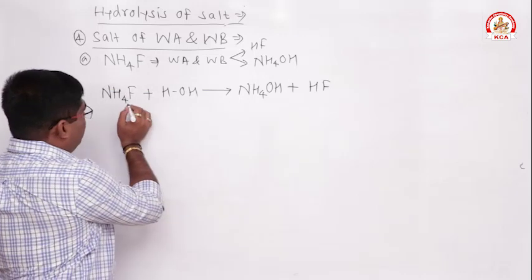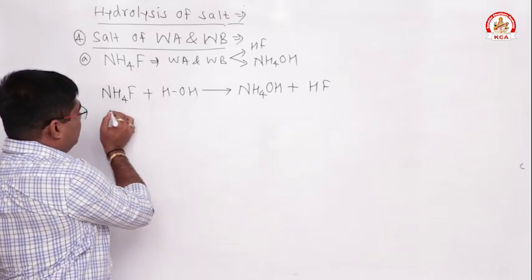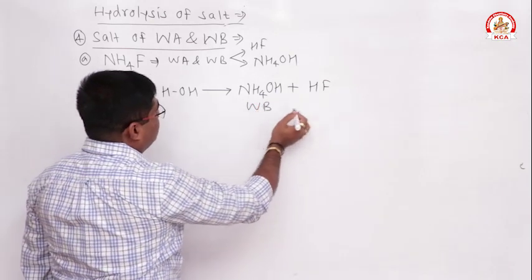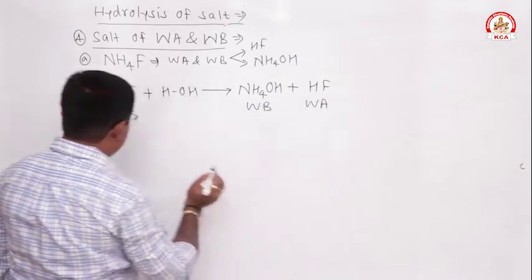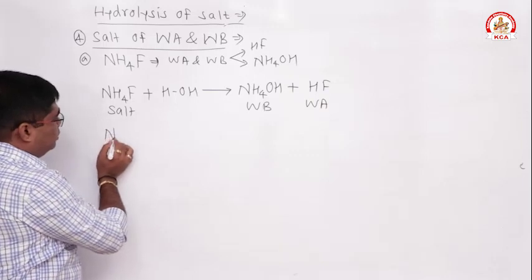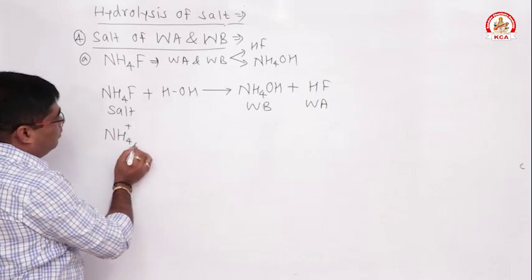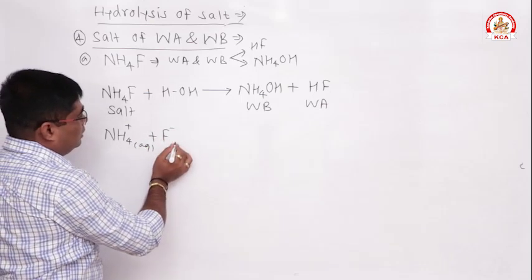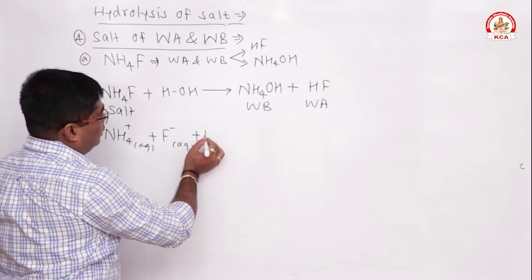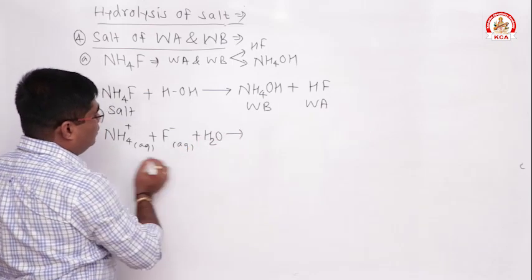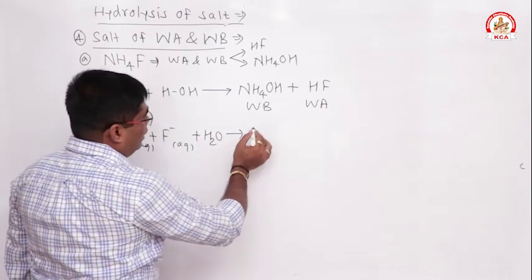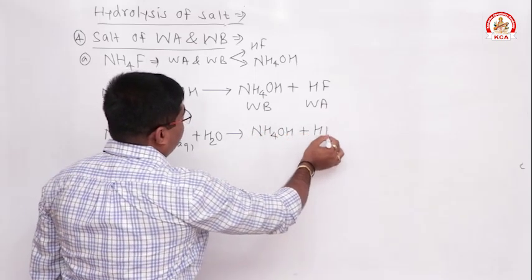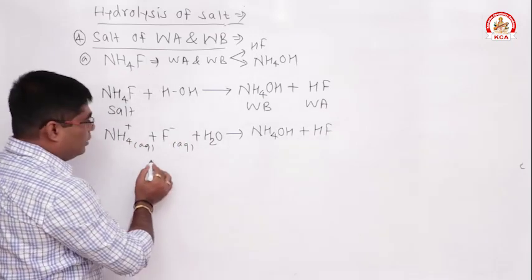This NH4F, what is this? It is the salt. What is this? Weak base. What is this? Weak acid. This salt gives NH4 plus aqueous and F minus aqueous, H2O. Salt is strong electrolyte म्हणून आपण dissociation दाखवतोय. NH4OH and HF.